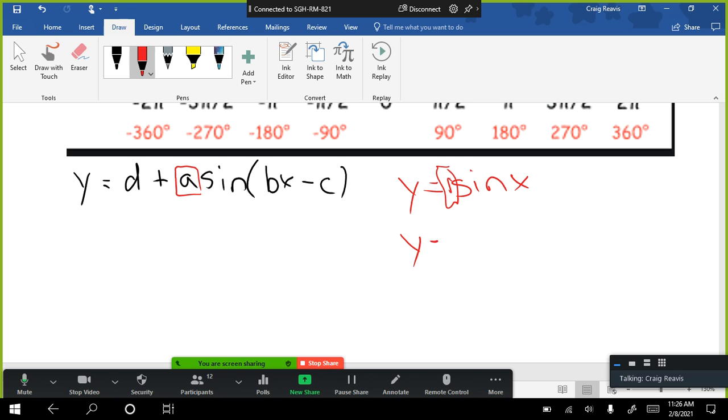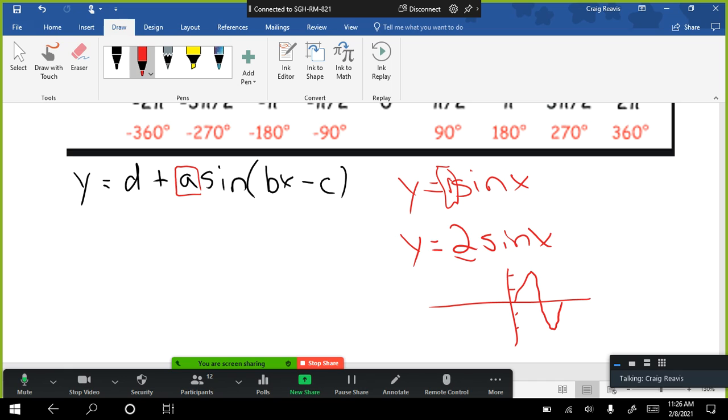If I had y equals 2 sine of x, then what I know is the amplitude is 2. So when I'm drawing this, it's going to go up to 2, down to negative 2. Okay? That's pretty easy to see.